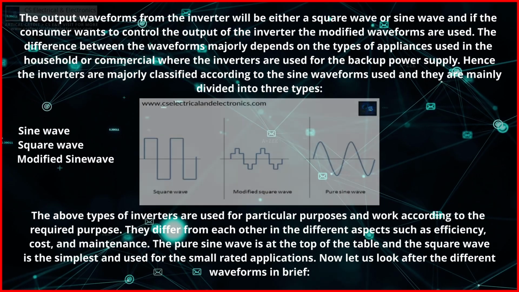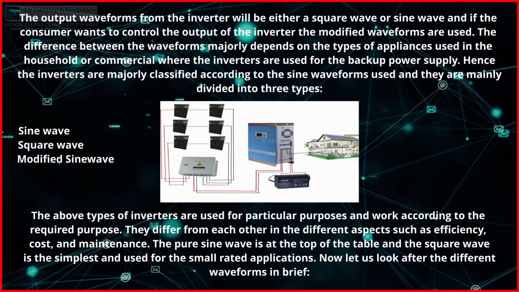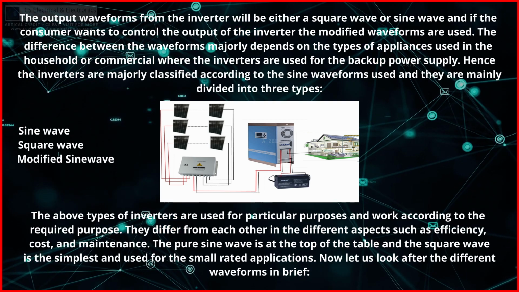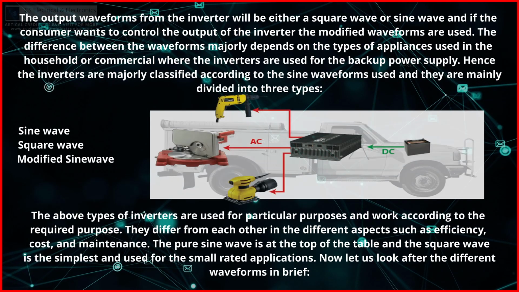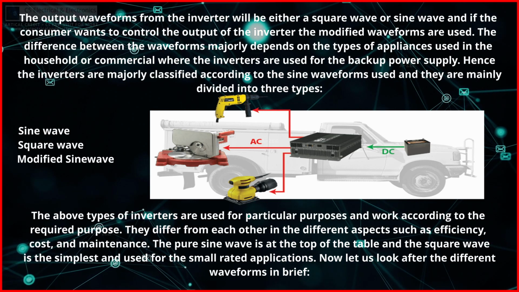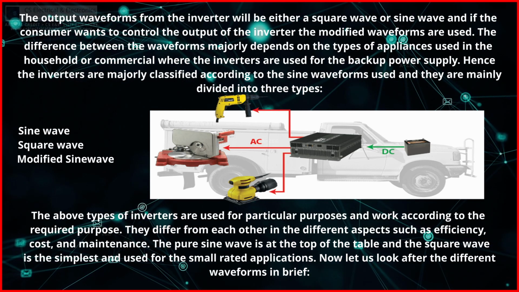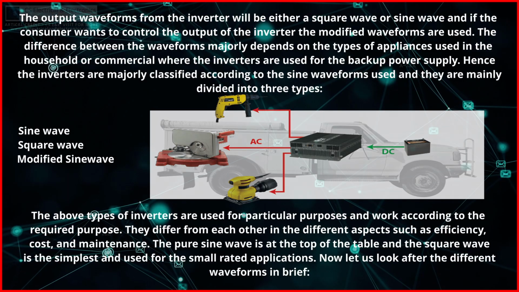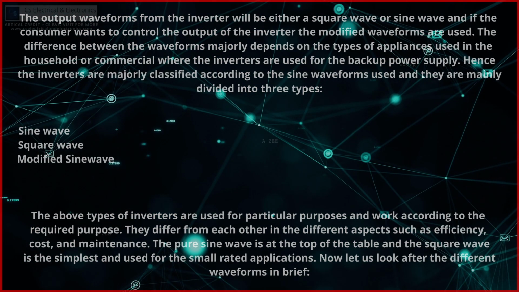The above types of inverters are used for particular purposes and work according to the required purpose. They differ from each other in different aspects such as efficiency, cost, and maintenance. The pure sine wave is at the top of the table, and the square wave is the simplest and used for small rated applications. Now let us look at the different waveforms in brief.